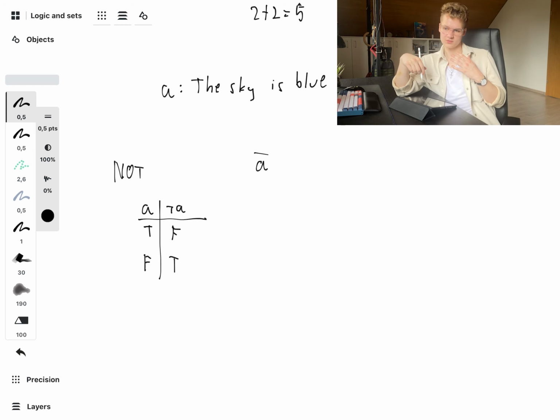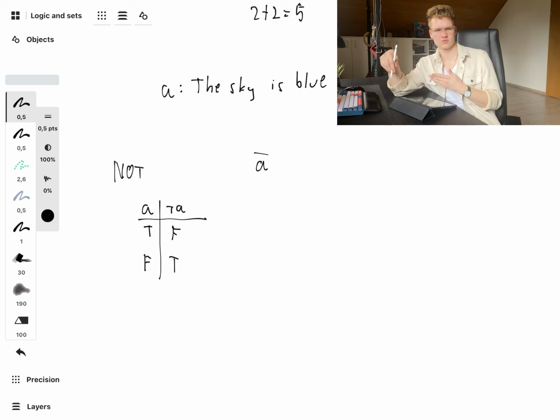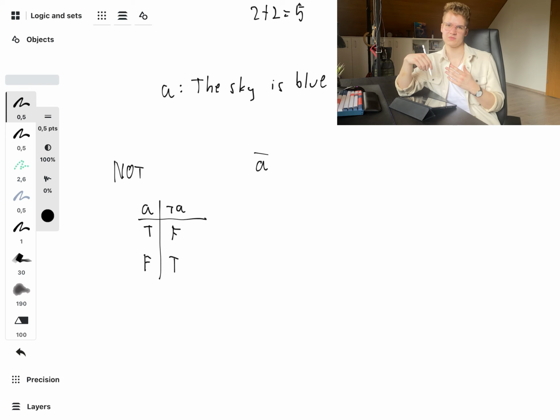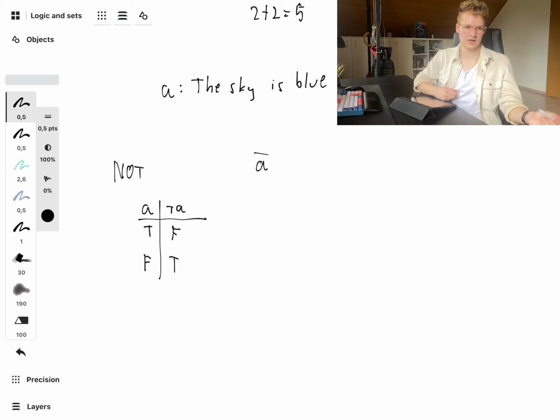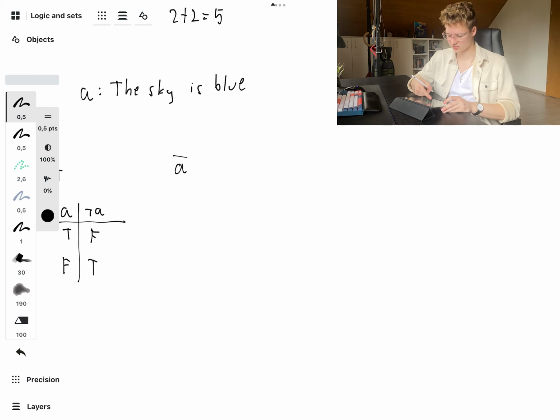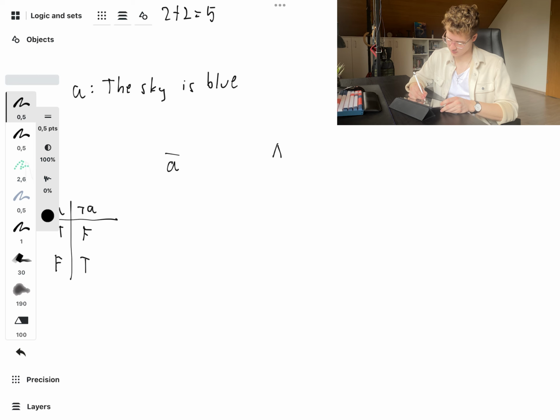How does it work? If you're in college, there's also the so-called law of excluded middle or law of excluded thirds, and it means that there is no third option, but a special branch of mathematics actually allows a third option. So the statement doesn't have to be either true or false, it can be nothing really, but for high school you don't need to know that. So that's not. Let's move to and.